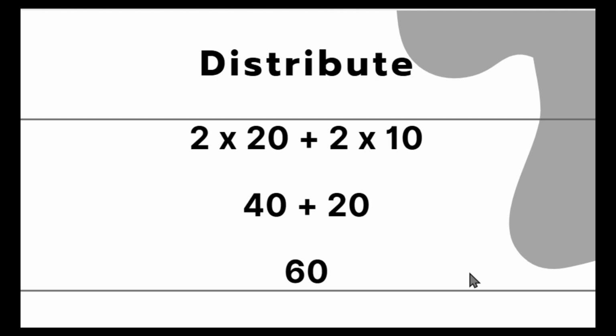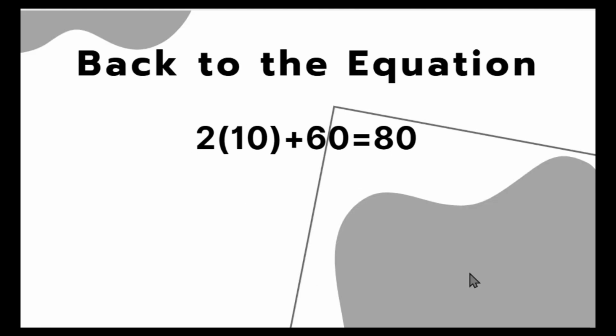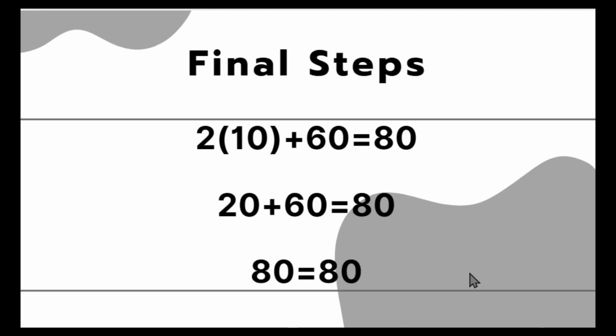Now we distribute 2 to 20 and 10, which gets us 40 plus 20, that equals 60. Then we return 60 to the equation. For our final steps, we will multiply 2 times 10 into 20, then add 20 and 60 to get 80. We do it in this order to follow the order of operations, which says to multiply before adding. Since 80 equals 80, it means we solved the equation correctly.